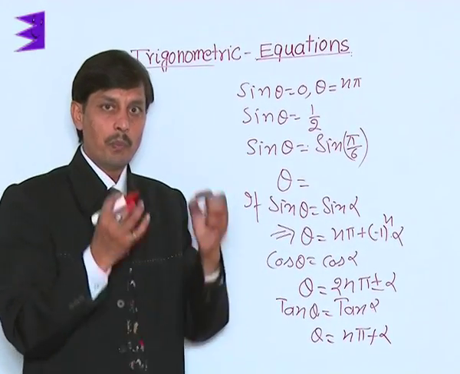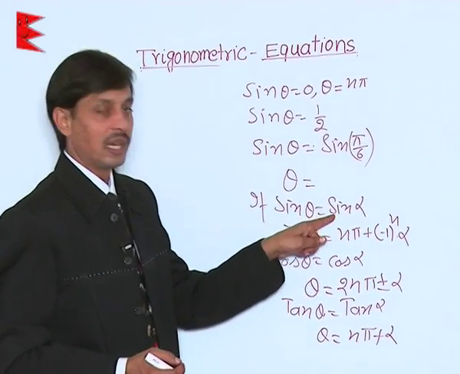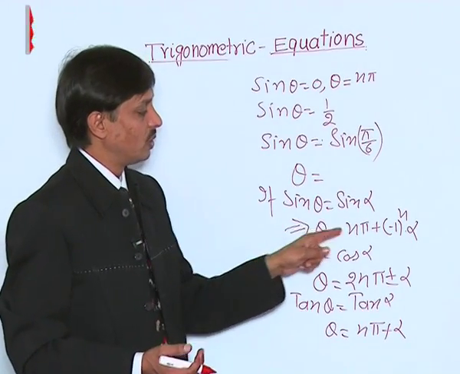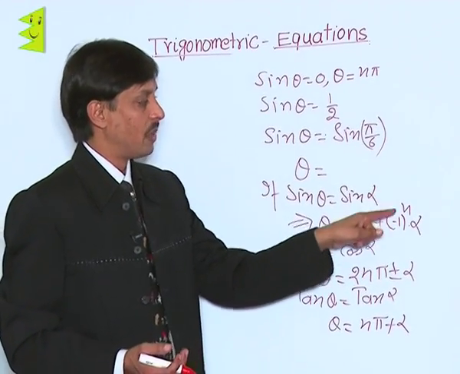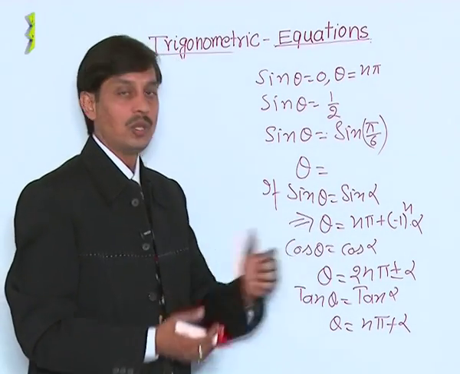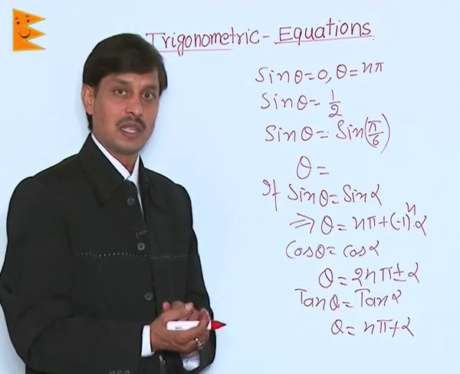So three basic, very important results. If sin theta is equal to sin alpha, the result used is theta is equal to n pi plus (minus 1) raised to the power n into alpha. Second, cos theta is equal to cos alpha, theta is given by 2n pi plus or minus alpha.